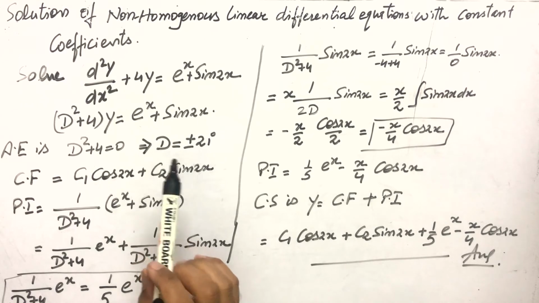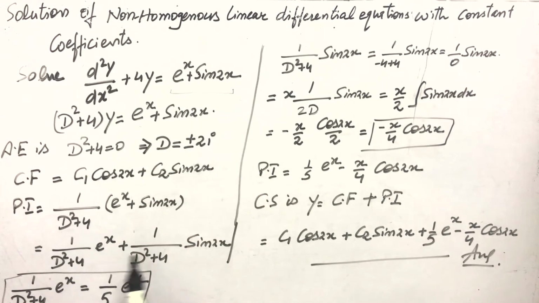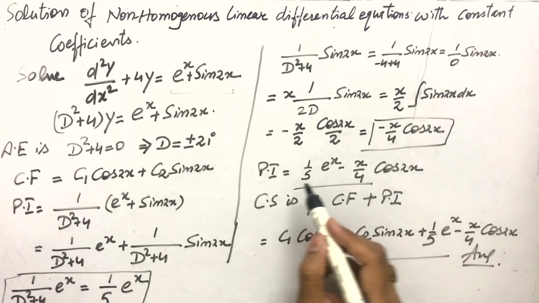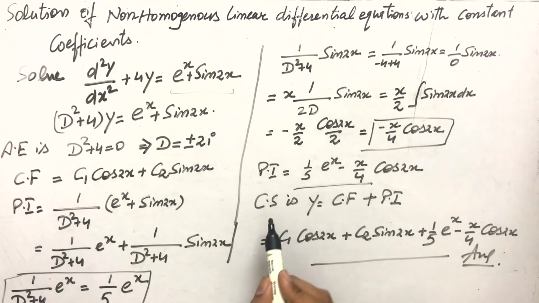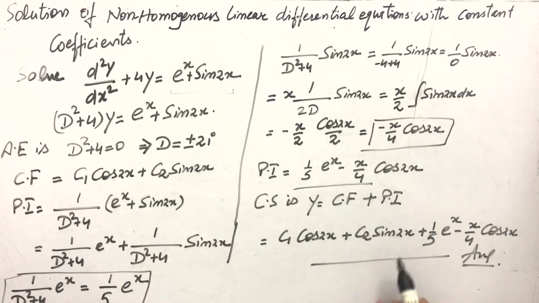I hope you got the idea. If we have a sum of 2, then we will distribute it on both and solve them separately. We have solved this here and this here, and then we combined both to write the particular integral, and the complete solution is complementary function plus particular integral.